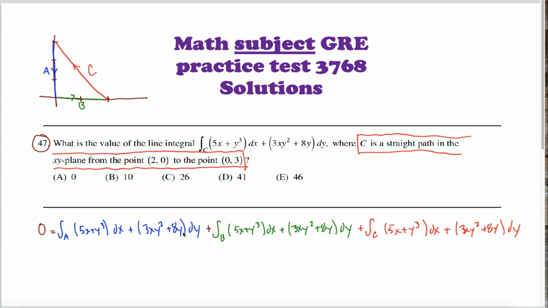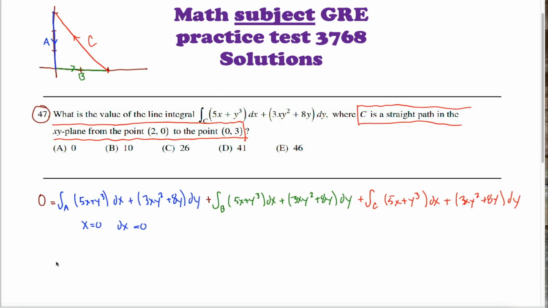It might look like we've just made things a lot harder, but really we haven't, because when we're dealing with this line integral on A, you might know that the x value is always equal to 0, and therefore the change in x is equal to 0. So this first integral is going to simplify really nicely. This goes away, so all of this goes away. This goes away, so this whole term goes away. I'm left with just 8y dy to integrate as y changes from 3 to 0.